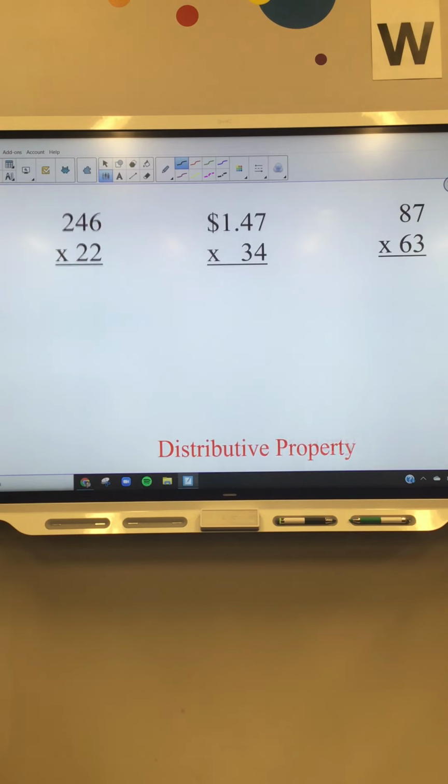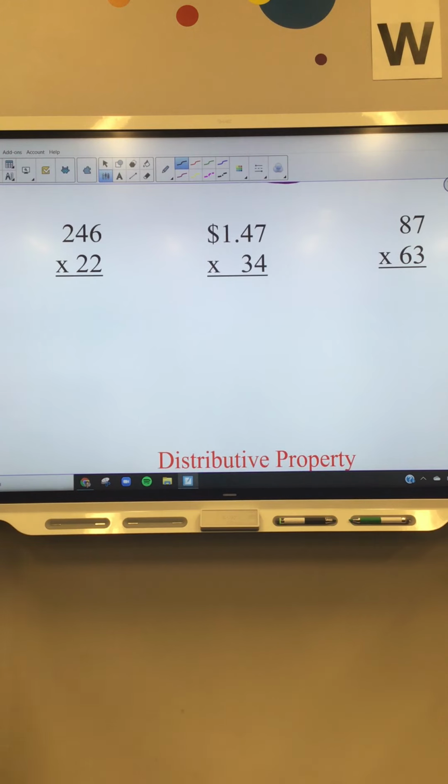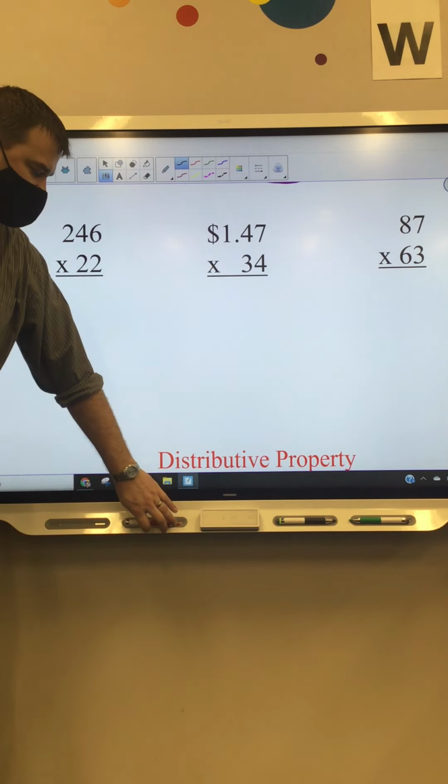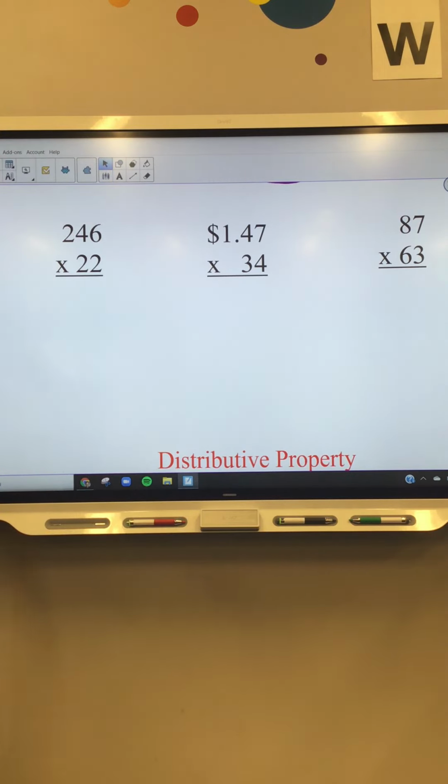Try 2 more. Pick 2 of those. I don't care which one. Some of you might want to avoid the dollar sign one. That's okay. Same thing, if you're watching this on a video, take a little time to do 2 out of those 3. And if you get stuck, just let me know.